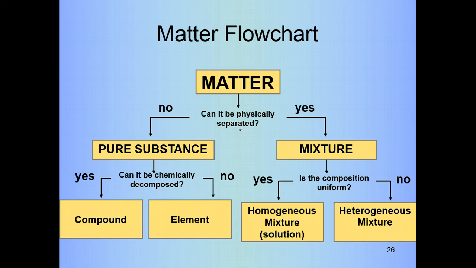So then we're looking at, can it be physically separated? Can I filter it? Can I boil it? Can I separate out the two pieces? If the answer is yes, it's a mixture. If the answer is no, then it's a pure substance. If I can chemically decompose it, so if I try electrolysis and I can break it down further and there's a reaction, then yes, it's a compound. If no, I can't separate any further, then it's an element. Going back to the mixture side, if I determine it's a mixture, if the composition is uniform, so I'm looking at it and I see that it all appears the same, that would be a homogeneous mixture or a solution, and if not, then that is heterogeneous.